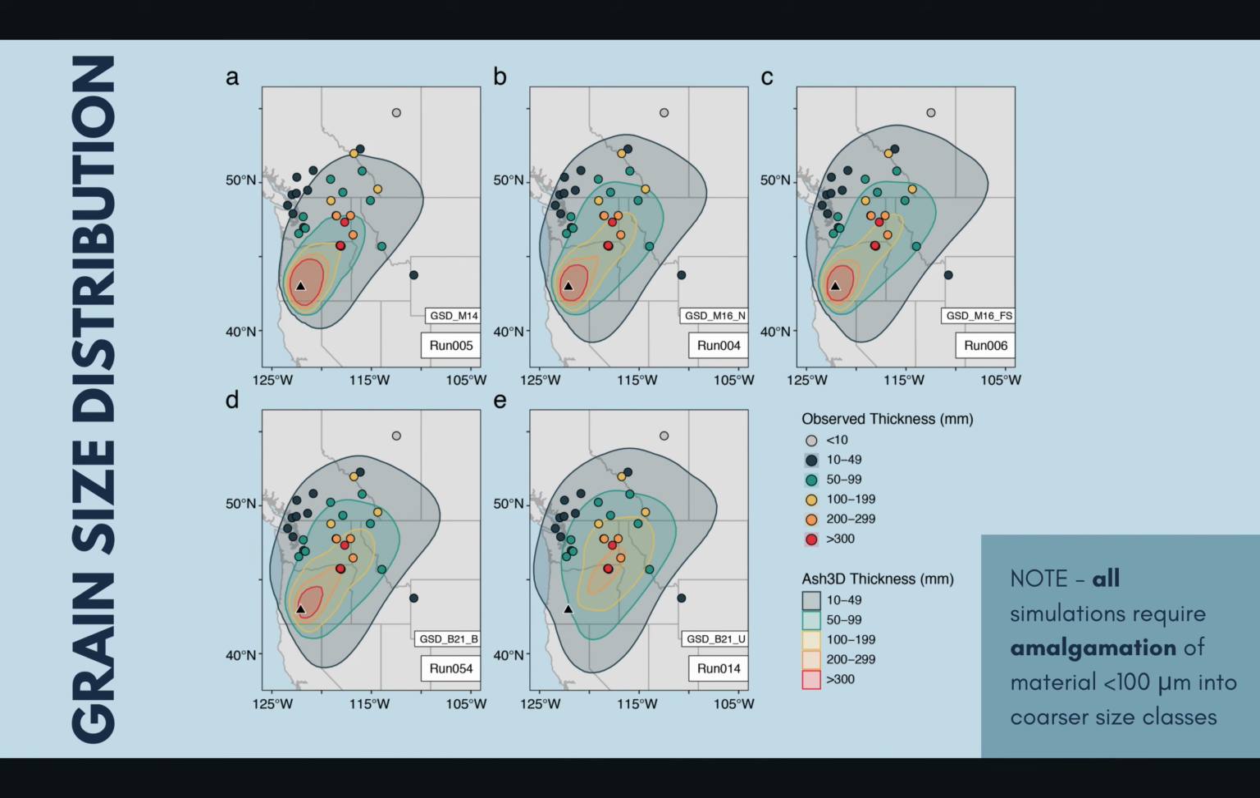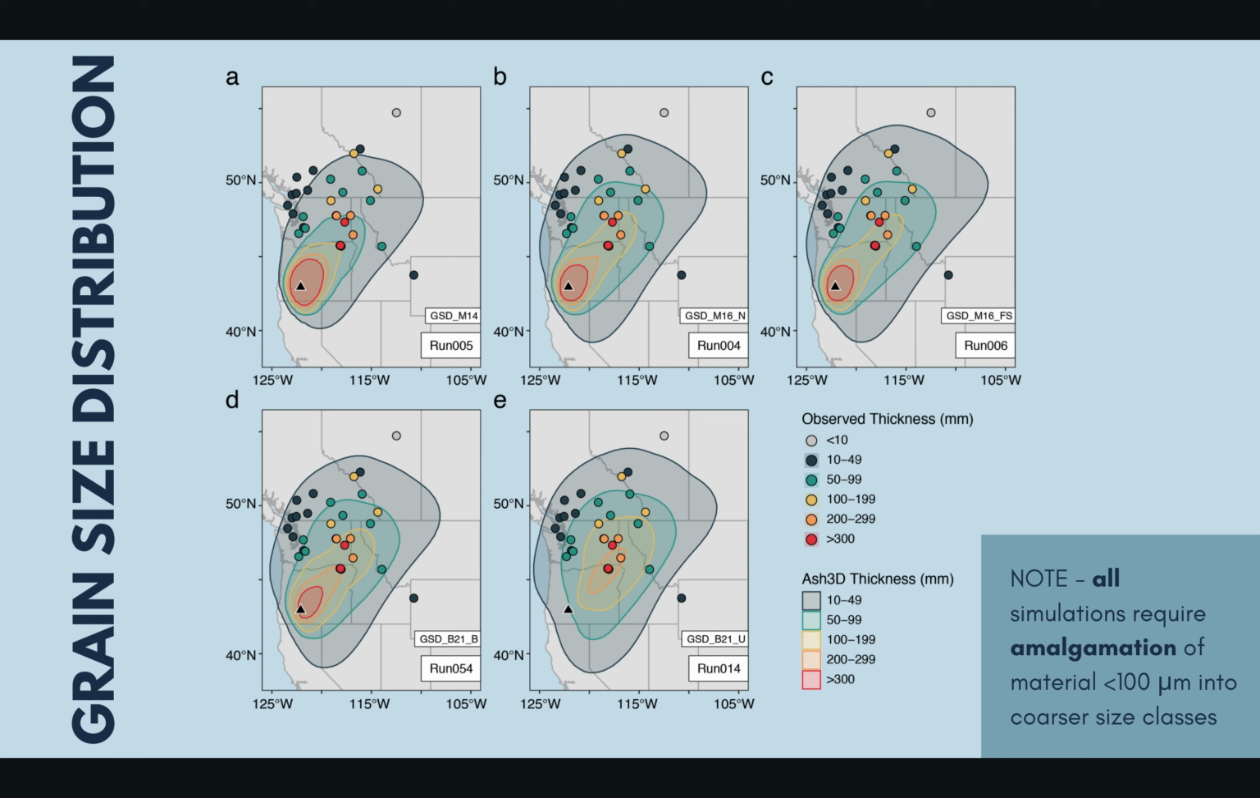Another key parameter I just want to briefly highlight is the grain size distribution that we use. On this slide, each panel corresponds to a simulation that used a slightly different grain size distribution, from the coarsest shown in panel A up here to the finest shown in panel E. Hopefully what you can see by comparing these different plots is that where we get deposition and the breadth of the deposit is very sensitive to the grain size distribution that we used.